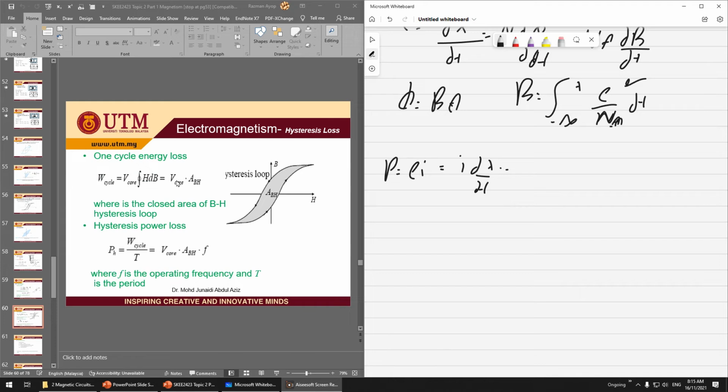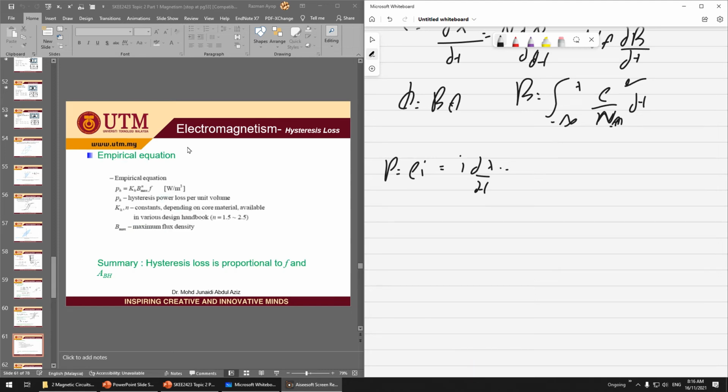So again, this is for calculating the area under the curve. Basically, this is the loss, and the power loss during one cycle is like this. So the power loss for the magnetizing core is just the volume of the core multiplied by the area of the BH curve, the area here, and multiplied by the frequency of the source. So this is how you calculate the hysteresis power loss.